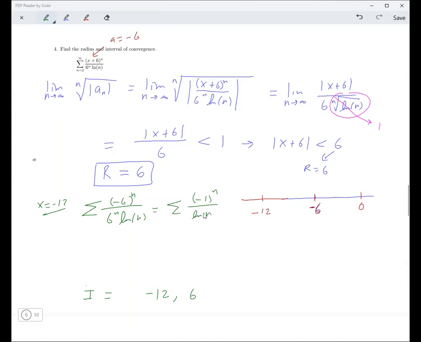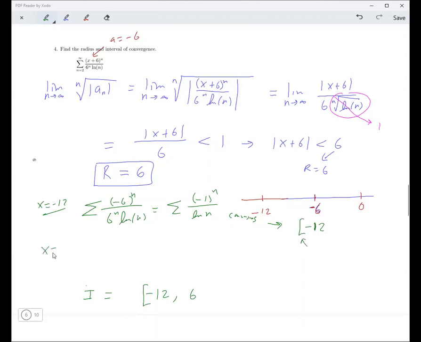Now log n goes off to infinity, so 1 over log n goes to 0, and it goes monotonically. That means this will converge. So that means we include the -12. This part right here, we include it.